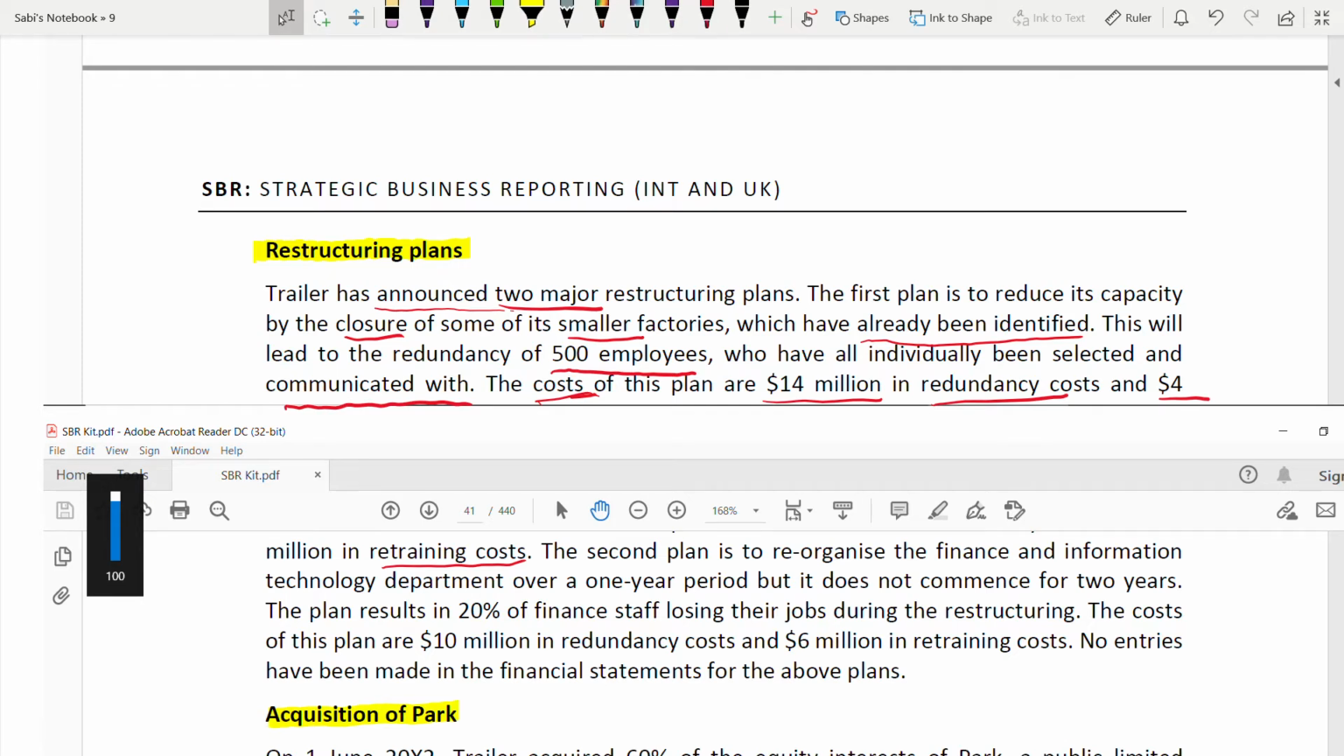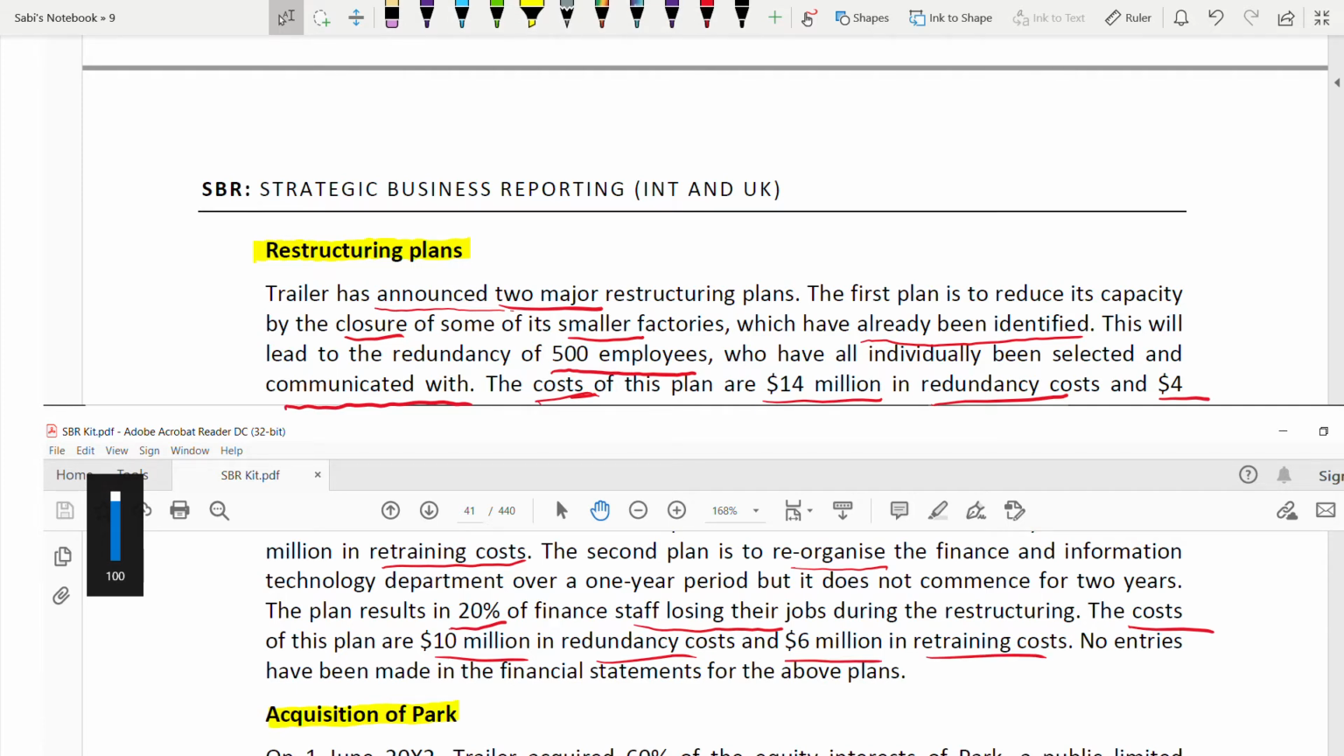So the second plan is to reorganize the finance and information technology department over a 1 year period, but it does not commence for 2 years. Okay, reorganize is the second plan. The plan results in 20% of finance staff losing their jobs during the restructuring. 20% staff losing jobs. The cost of the plan is 10 million redundancy, 6 million retraining.